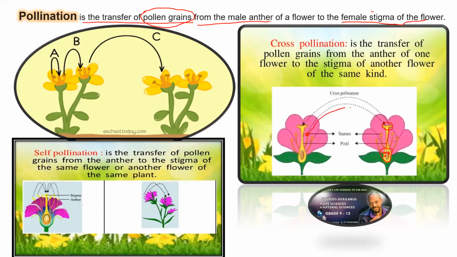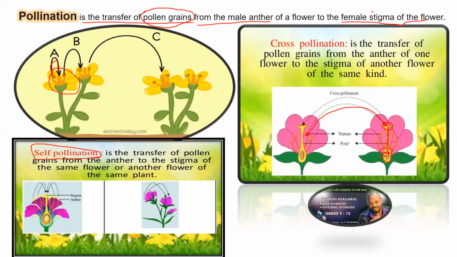Pollen grains will be transported from the anther, either by wind or by insects or different agents of pollination, to the stigma, and the sperm cells will start digging their way through to reach the ovules where they will fertilize the ovules. Now, this could happen in two major ways. It's either the pollen grains are being transferred from the anther to the stigma of the same flower. In that case, we'll refer to it as self-pollination.